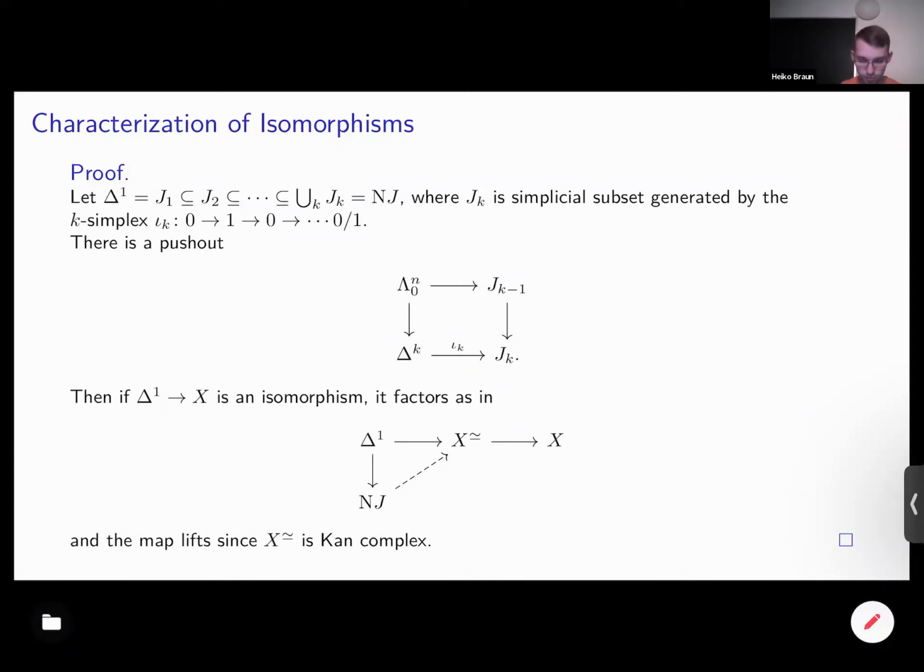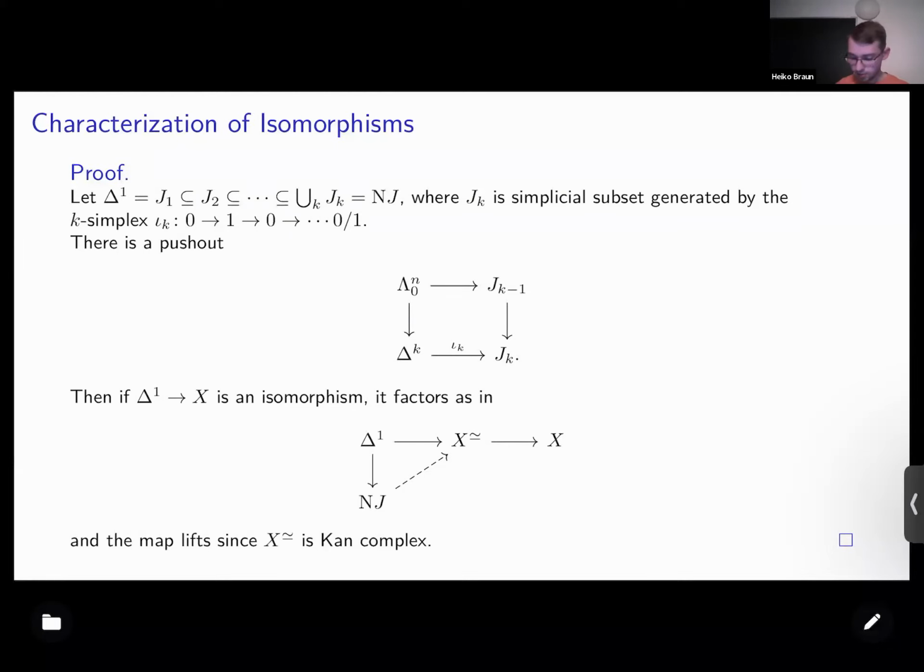The backwards direction would be easier. If some map factors through the nerve of J, then by functoriality it must be an isomorphism. So that is obvious. But now this is of course the more difficult forwards direction, whatever. Okay, so this was the characterization of isomorphisms.